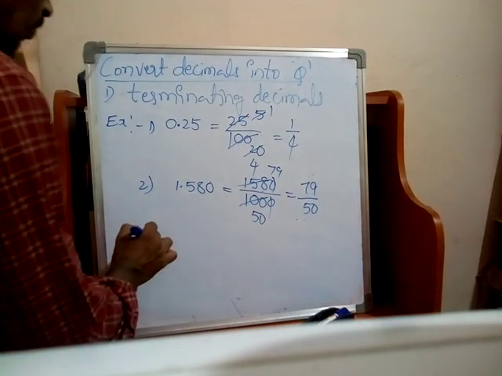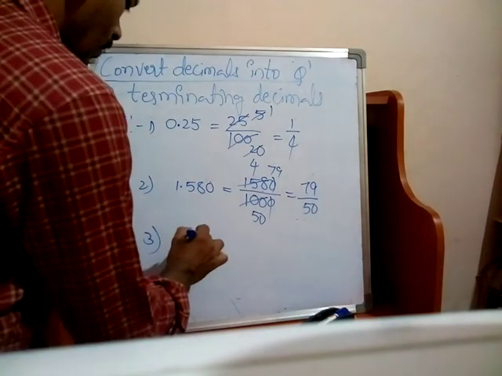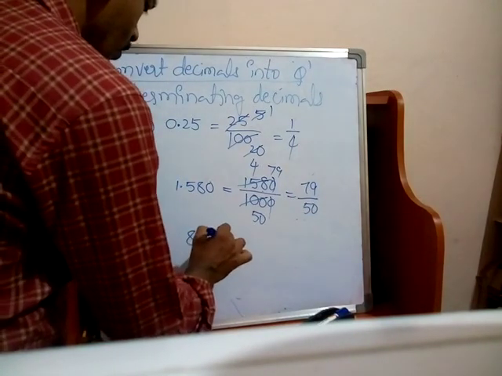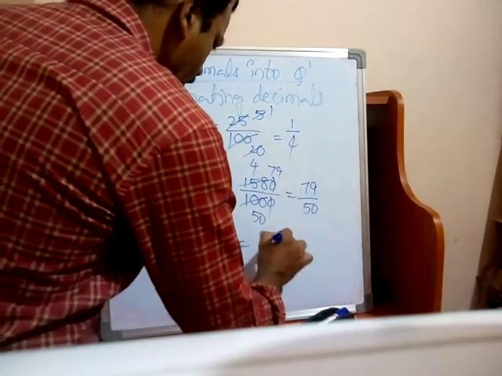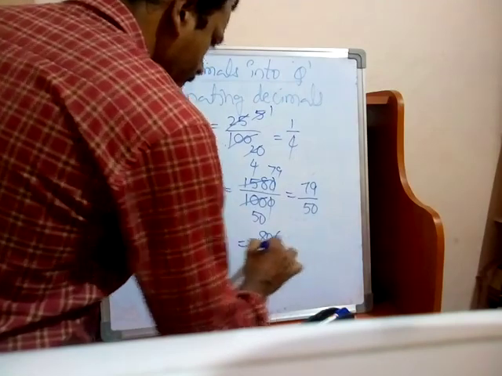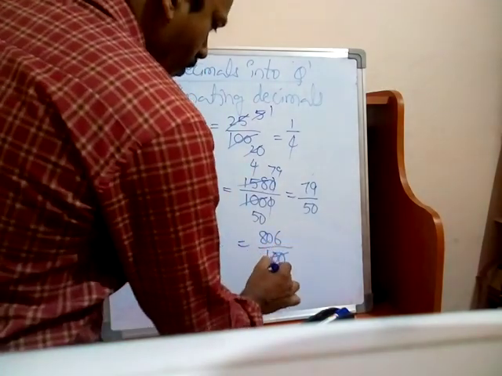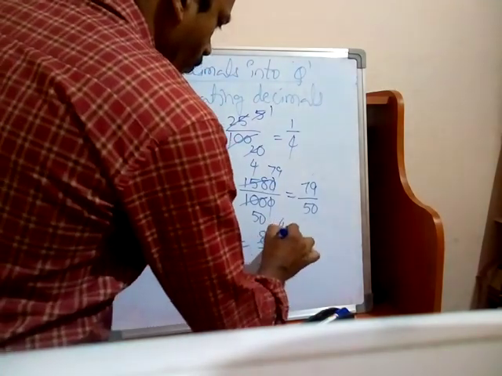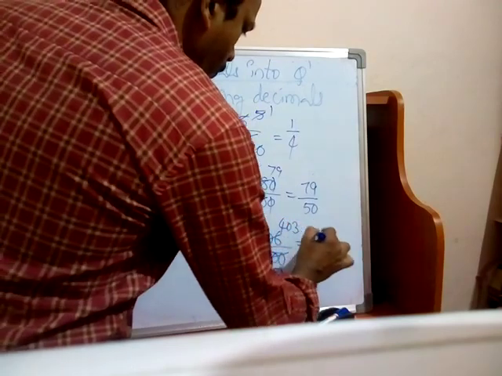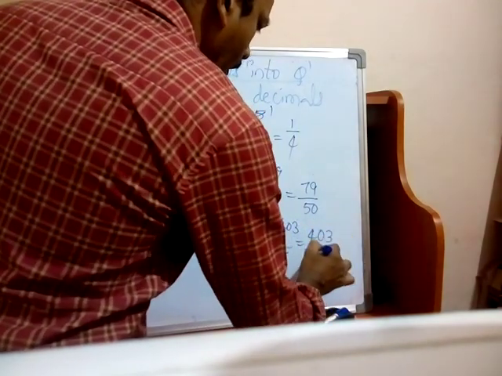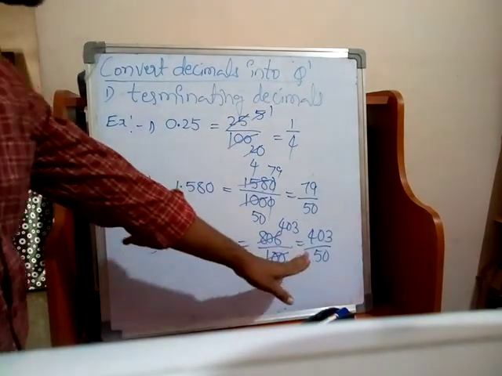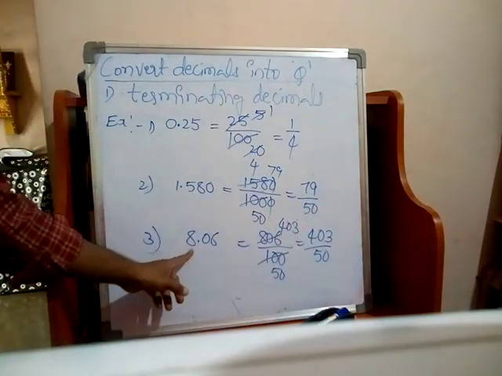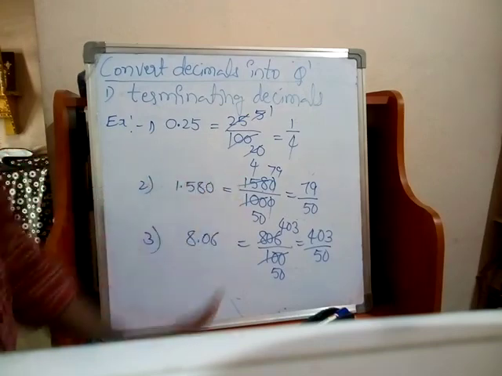Okay. So one more, 8.06. Okay. How to write this one? 806 by 100. So 2 table 50 times, 403 times. So 403 by 50. This is the simplest form, means that is in the form of P by Q, means this is the rational number of this decimal. So this is the terminating decimal.